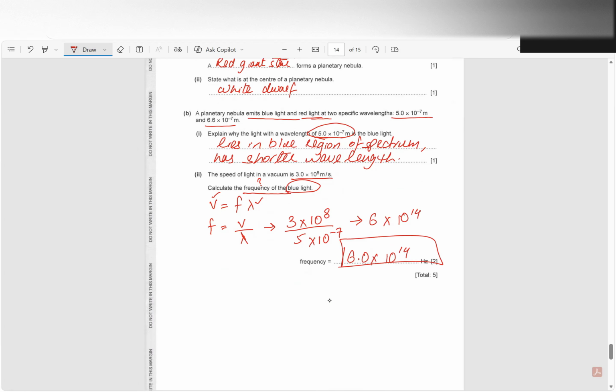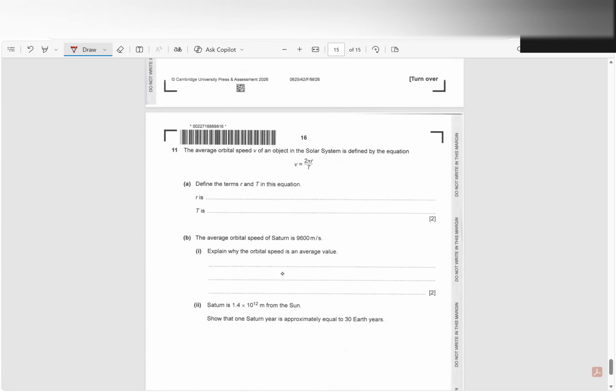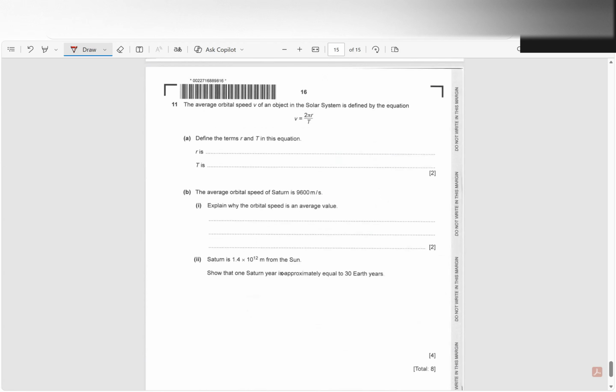Moving on. So I believe now we have reached the final question. Let's read this out as well. It says the average orbital speed v of an object in the solar system is defined by the equation. We already know the equation. Define the terms r and t in this equation. Okay. What is r? It is radius.